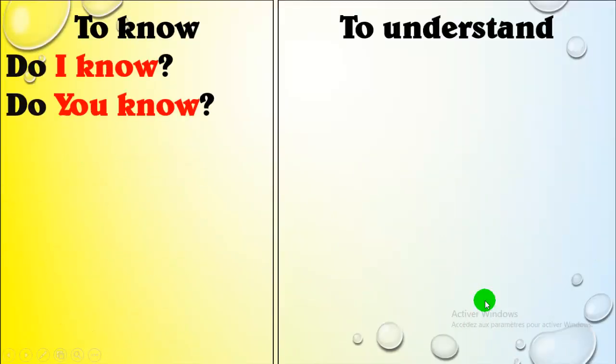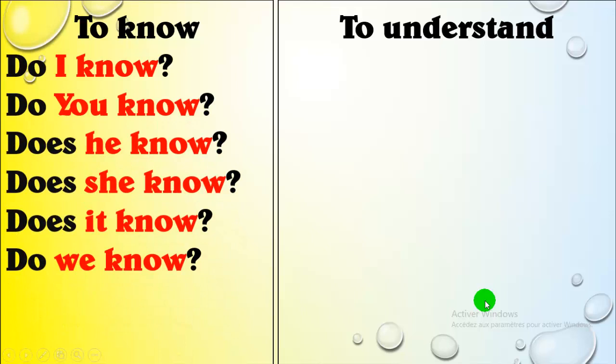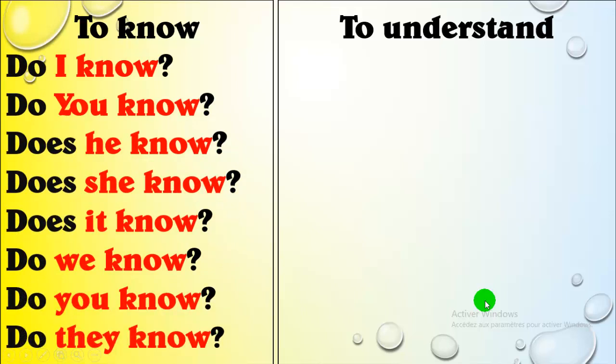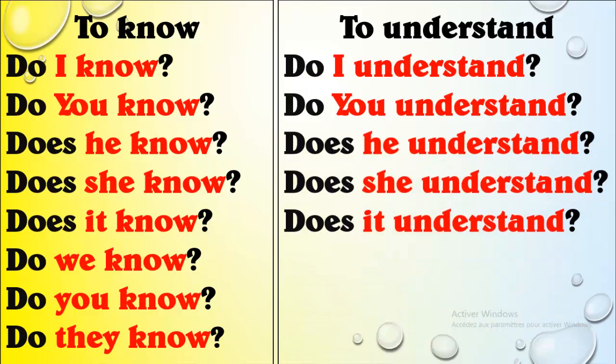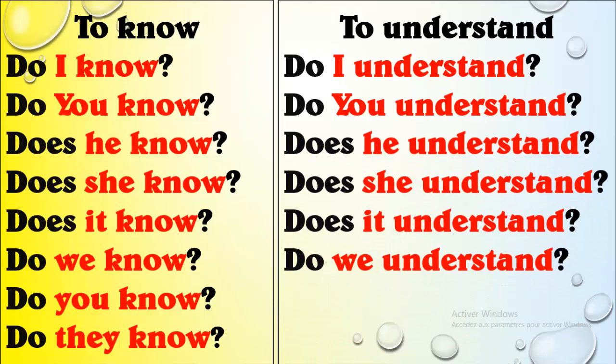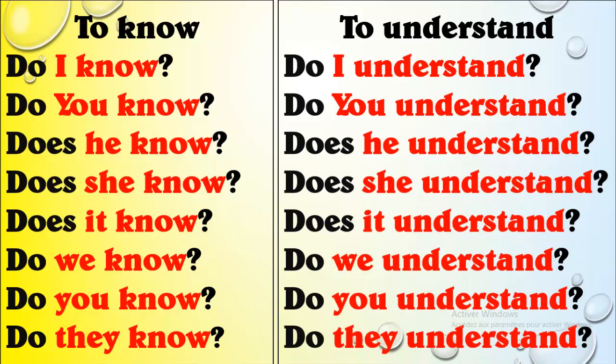Example: Do I know? Do you know? Does she know? Do we know? Do you know? Do they know? Understand. Do I understand? Do you understand? Does he, she, it understand? Do we understand? Do you understand? Do they understand? And don't forget the question mark, it is very important.